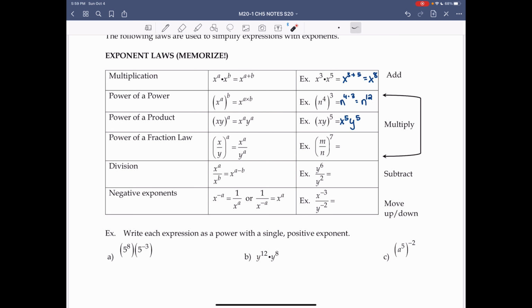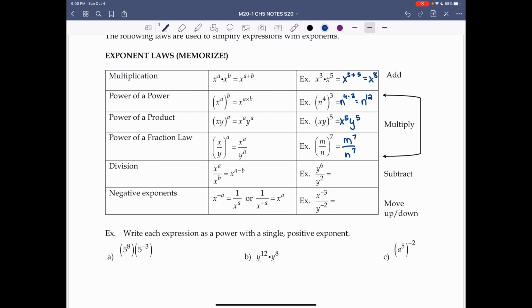Power of a fraction law is really the same thing. We have a power on a fraction that can be distributed into the fraction to the top and the bottom. So x over y all to the power of a is the same as x to the a over y to the a. Example, m over n to the power of 7 is the same as m to the power of 7 over n to the power of 7.